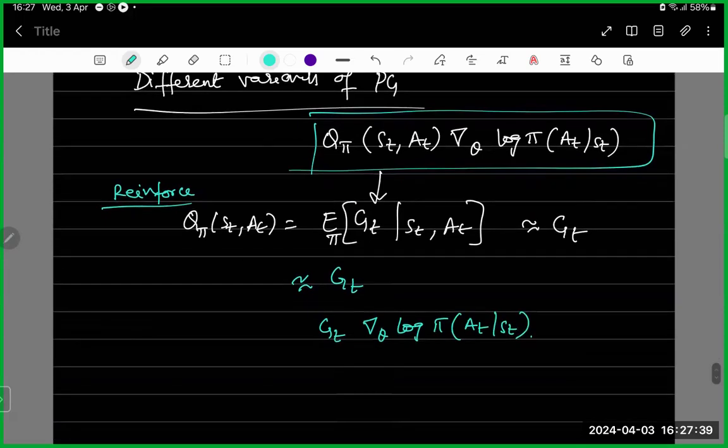Okay. The next variant that we'll see is Actor-Critic. The REINFORCE algorithm is also referred to as the Monte Carlo based policy gradient method, because to estimate what is q pi, you are just looking at one episode and taking that estimate as q pi. Okay. Then the second variant is Actor-Critic.